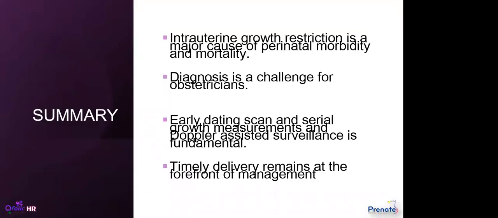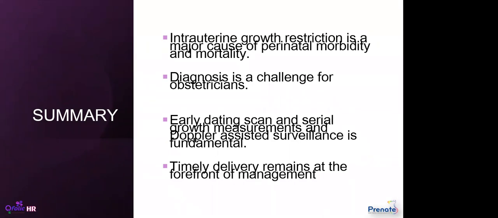So in summary, intrauterine growth restriction is a major cause of perinatal mortality and morbidity. Diagnosis is a challenge for the obstetrician, as most of the time we are confused in the diagnosis whether the baby is growth restricted, or small for gestational age, or appropriate for gestational age. In that context, the dating scan is very important. So each and every pregnant lady should have a dating scan, especially in the first trimester.